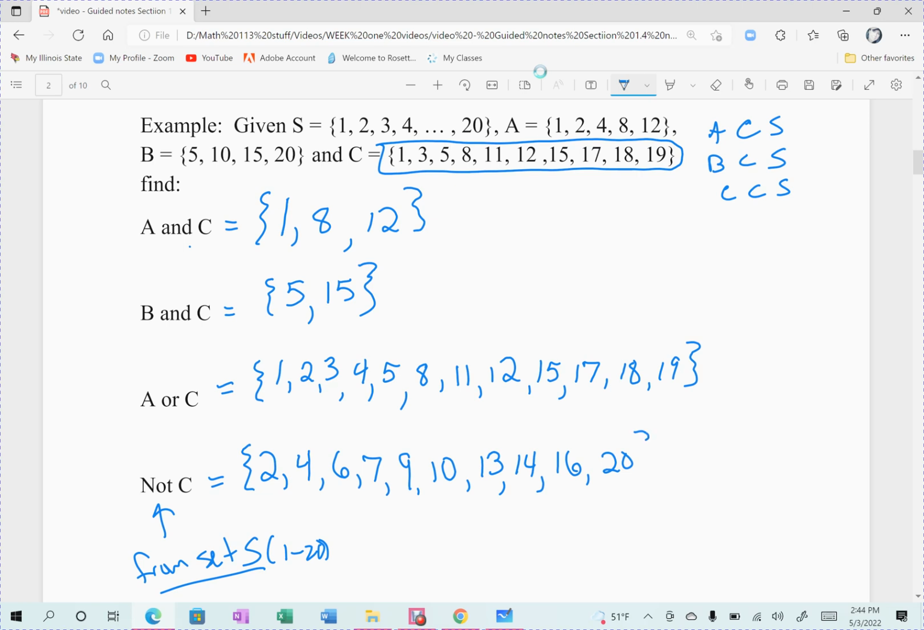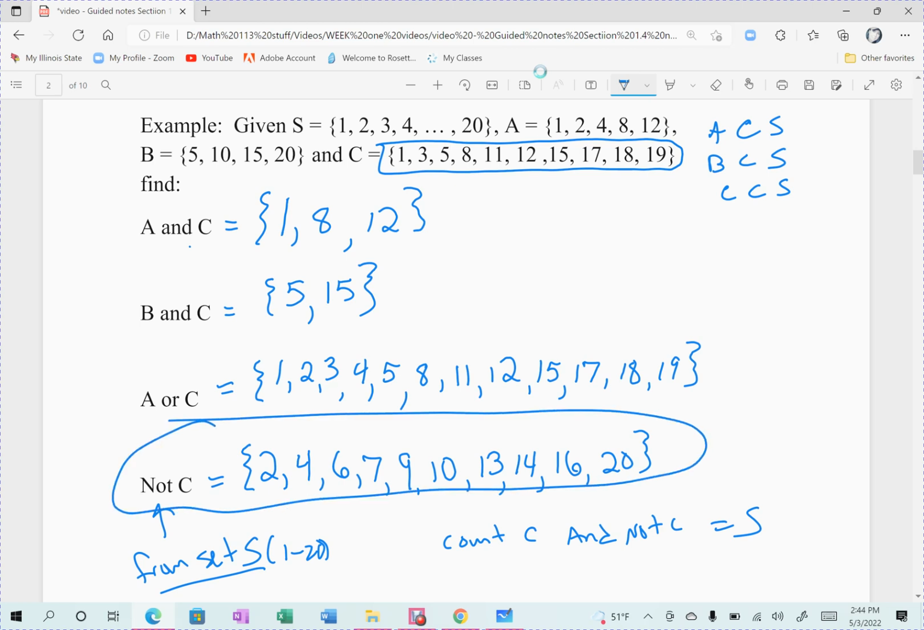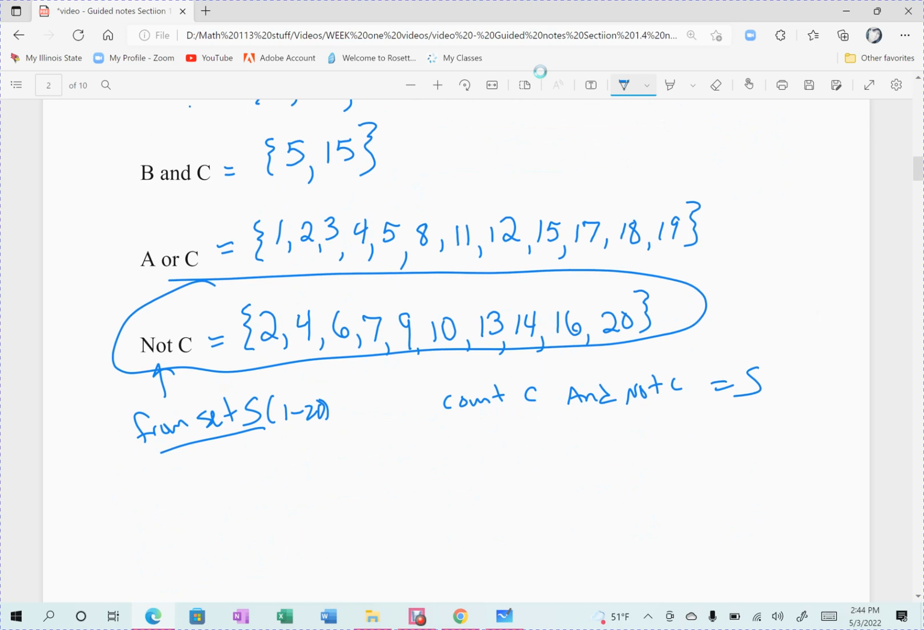And then again, I make sure when you count both C and not C, it should equal my S set. So if I go through C, 1, 2, so I kind of go back and forth between the two. 1 is in C, 2 is not, 3, 4, 5, 6, 7, 8, 9, 10, 11, 12, 13, 14, 15, 16, 17, 18. So all of the numbers are included, so I didn't forget anybody. That's the biggest thing, is just not to forget anybody. All right, so there is everybody not in C.